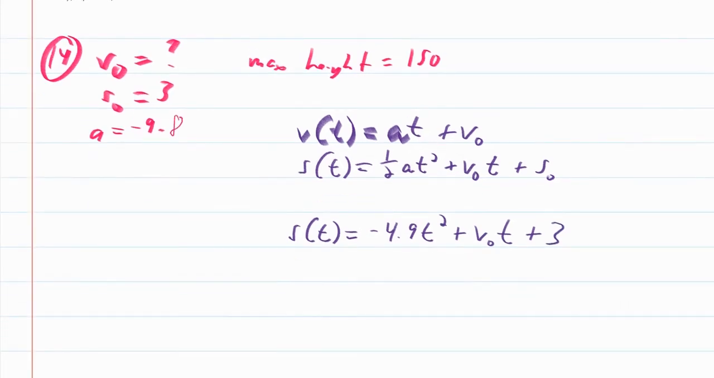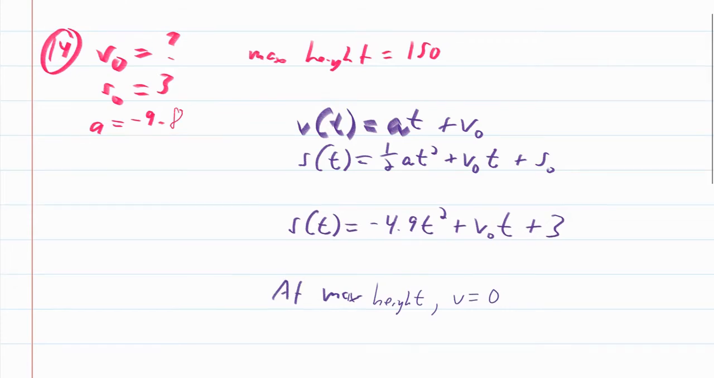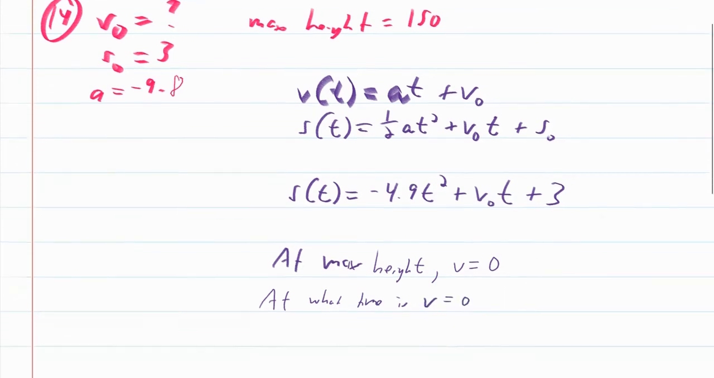Well, I do know that at max height, when the object has reached the top, v is equal to 0. So I could possibly start to figure out some of these things by asking, at what time is v equal to 0? So we're going to do that. At what time is v equal to 0?